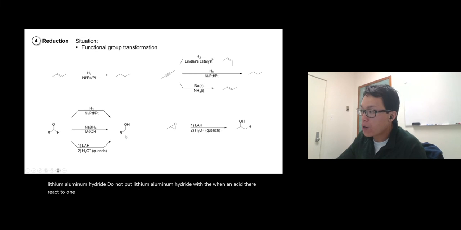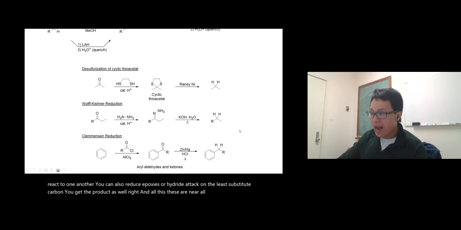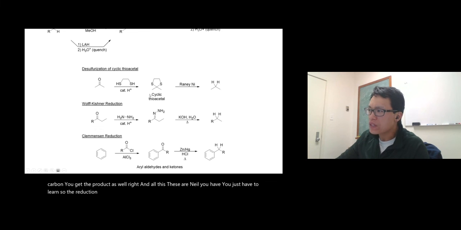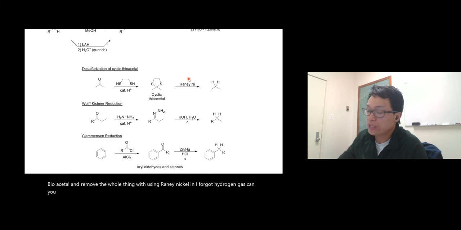You can also reduce an epoxide, so the hydride attacks the least substituted carbon, and you get the product as well. All of these are new; you just learned them. For the reduction of ketone and aldehyde, add a cyclic thioacetal and remove the whole thing using Raney nickel. I forgot the hydrogen gas. You need hydrogen gas in there. So hydrogen gas, with Raney nickel as a catalyst, and you get this.